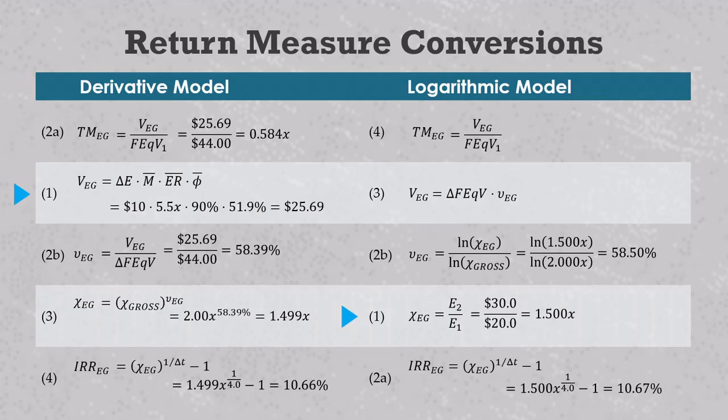You can multiply it by 44 million of total value creation to get absolute EBITDA growth of 25.74, and then divide it by invested capital of 44 to get EBITDA growth times money of 0.585x. So this shows that even though the derivative and the logarithmic model equations look very different, and even though they're derived under a different set of assumptions, the results are quite robust and comparable to one another, usually within a few tenths of a percent.